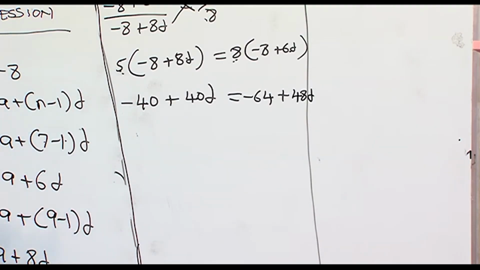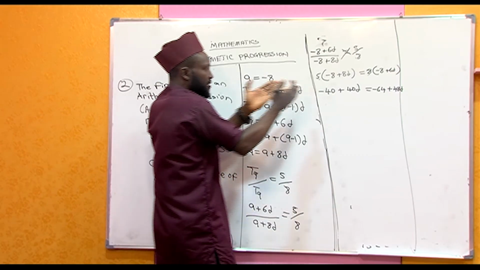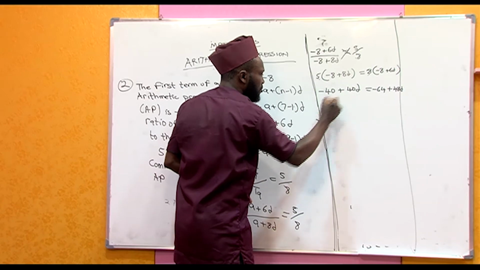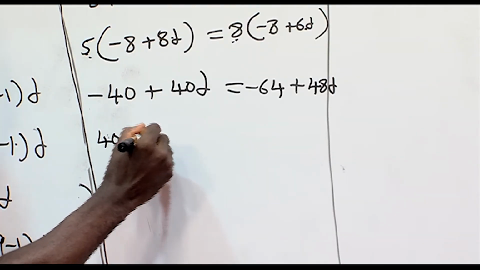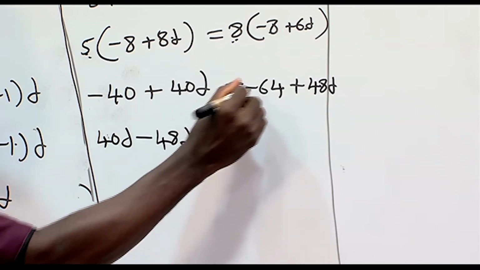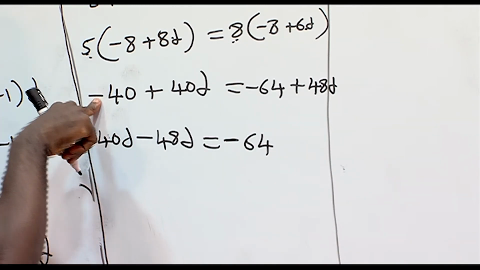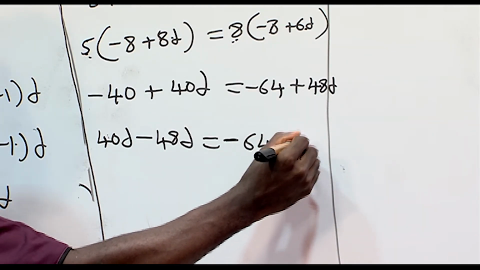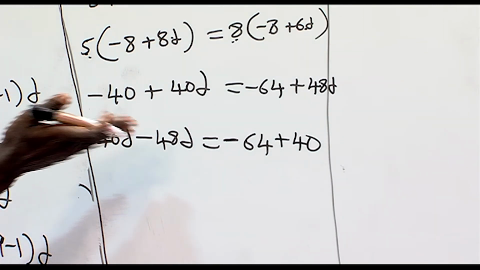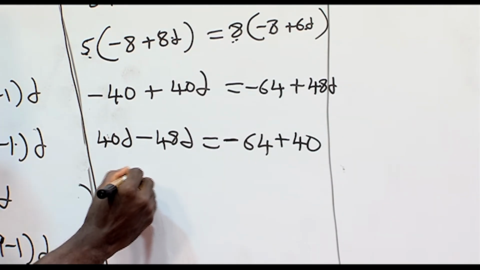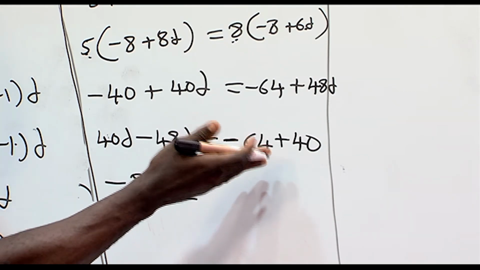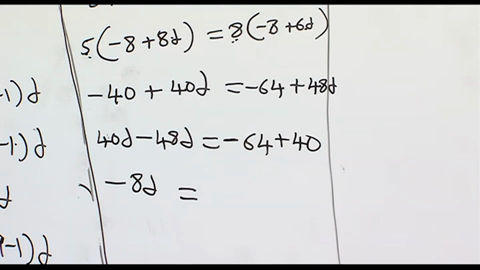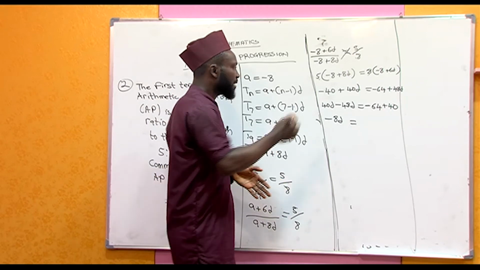Then from here, we can now collect like terms. How? Take the ones that belong to the same family. Taking this to this other side and bringing this one to the other side, I have 40D minus 48D is equal to minus 64, and when the minus 40 goes to the other side, it becomes positive, so I have plus 40. So at the end, 40D minus 48D gives me minus 8D is equal to minus 64 plus 40. Now minus 64 plus 40, we can still rewrite as 40 minus 64.